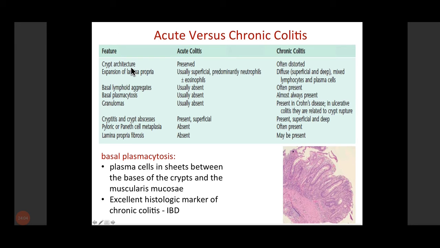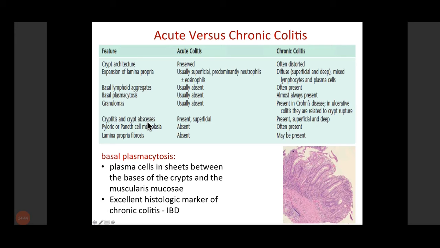So when the crypt architecture is disturbed, then it is chronic colitis. There is expansion of lamina propria in both acute and chronic colitis. However, lymphoplasmacytic cells are more when it is just chronic, and when there is an active colitis, neutrophils and some eosinophils are present. Basal lymphoid aggregates, that is lymphoid aggregates and lymphoplasmacytosis at the base of the mucosa, that is what you see in a chronic colitis, but not usually in an acute colitis. Granulomas may be seen in chronic colitis, Crohn's disease, not in ulcerative colitis.